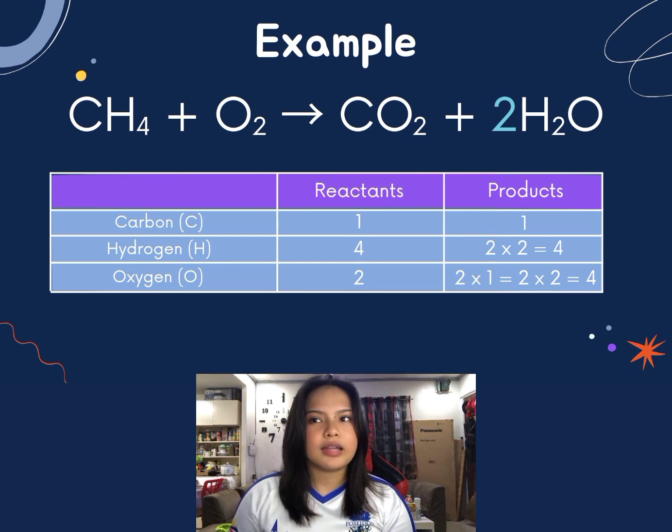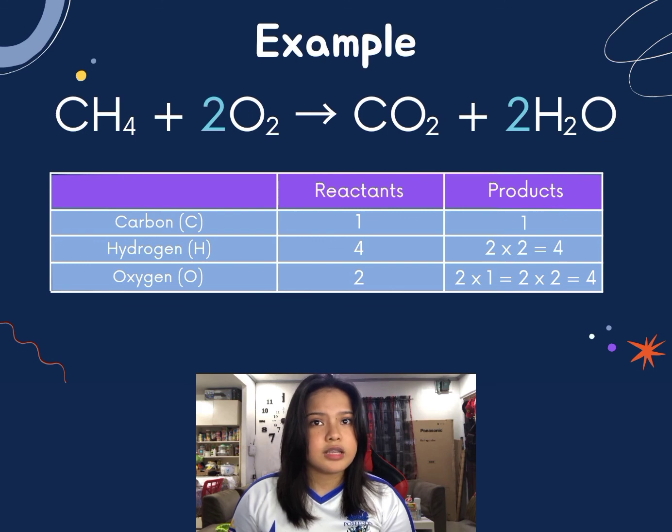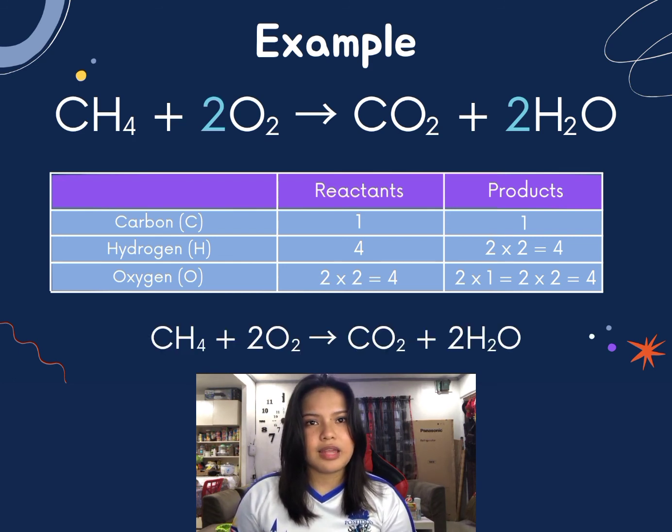Now let's go to the reactant of oxygen. Let's add 2 in the reactant of oxygen. So that's 2 times 2 is equal to 4. Now both reactants and products of oxygen are also balanced. Carbon 1 and 1, hydrogen 4 and 4, and oxygen is 4 and 4. So the balanced equation is methane and oxygen yields carbon dioxide and water.